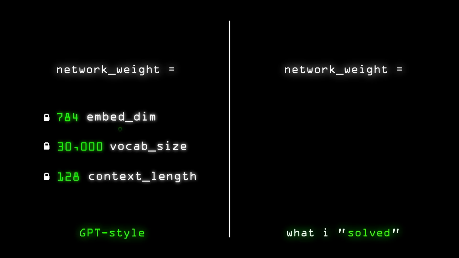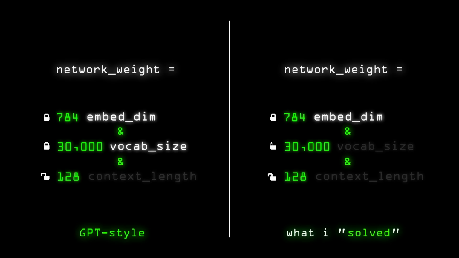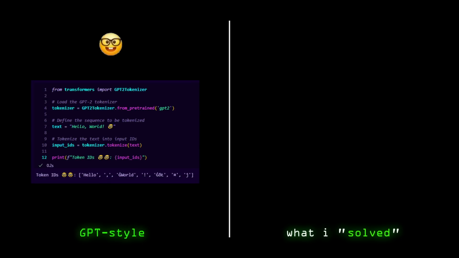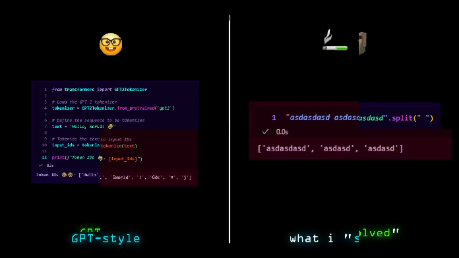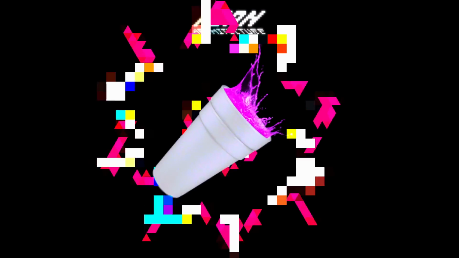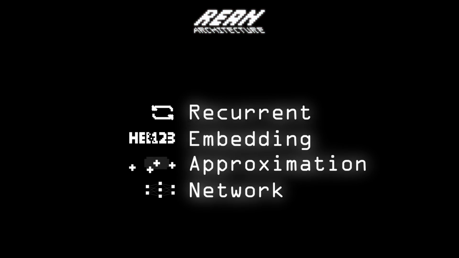Since we're now completely independent from the number of words in the vocabulary, we can have it as big as we'd like, with no need to bother with fancy tokenizers. So I just used split on space and it works fine. For that reason, let's call the new architecture REAN. It has nothing to do with lean, but instead stands for Recurrent Embedding Approximation Network.